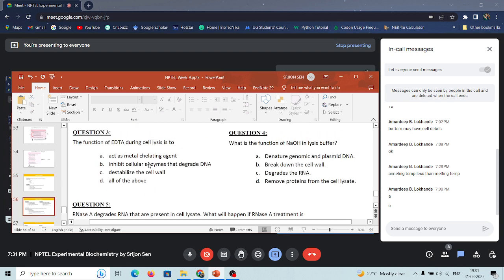Now coming to the third question, the function of EDTA during cell lysis is. So what does EDTA do during cell lysis? Is it that it acts as a metal chelating agent or inhibiting cellular enzymes that degrade the DNA, or it destabilizes the cell wall, or all of this? What is the role of EDTA?